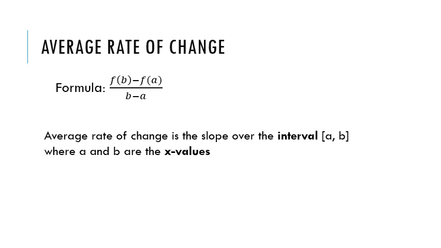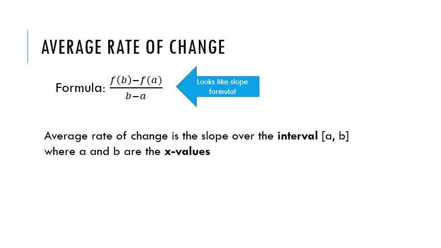To find the average rate of change of a graph, we have our formula here: f of b minus f of a. f of b just represents the y value at x equals b, and f of a the y value at x equals a. We find the difference between these two y values, and then we divide by the difference between their respective x values.